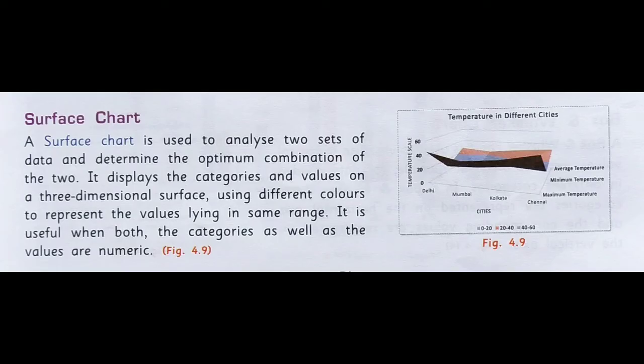Next is surface chart. A surface chart is used to analyze two sets of data and determine the optimum combination of the two. It displays the categories and values on a three-dimensional surface using different colors to represent the values lying in the same range. It is useful when both the categories as well as the values are numeric.